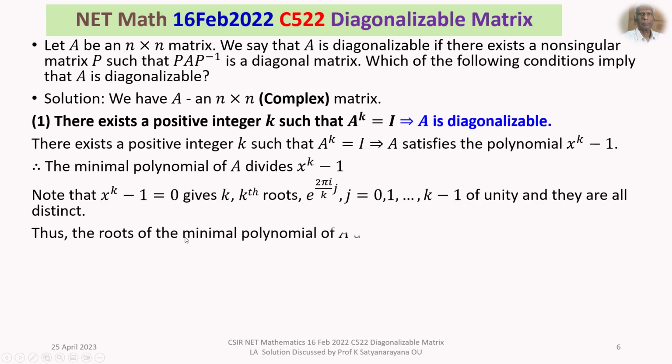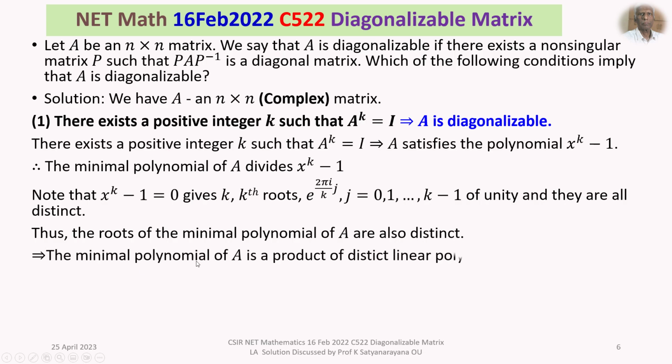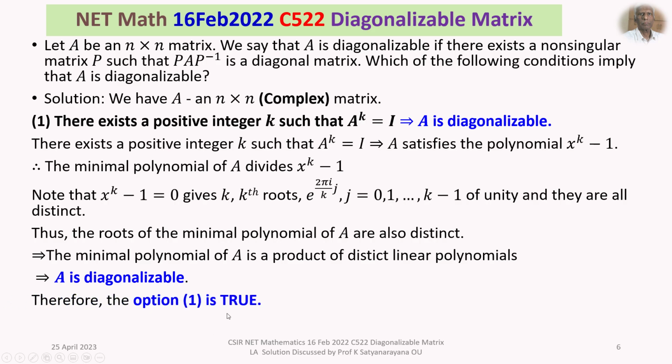Therefore, the roots of the minimal polynomial of A are also distinct. This implies the minimal polynomial of A is a product of distinct linear polynomials, and this will imply A is diagonalizable. This is a necessary and sufficient condition. That is, A is diagonalizable if and only if the minimal polynomial of A is a product of distinct linear polynomials. Agreed. So option 1 implies that A is diagonalizable. Therefore option 1 is true.